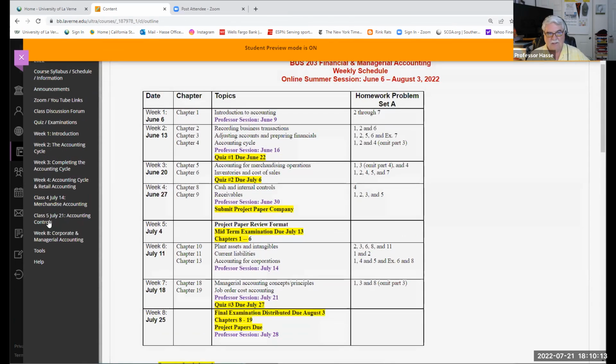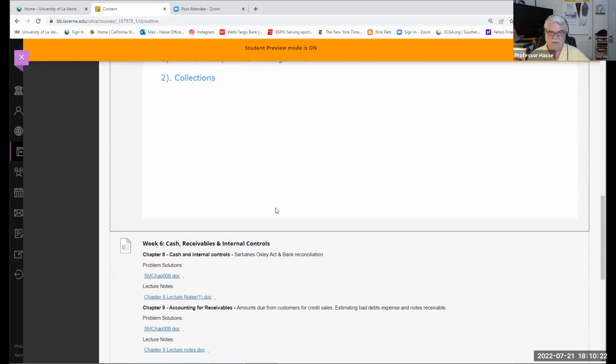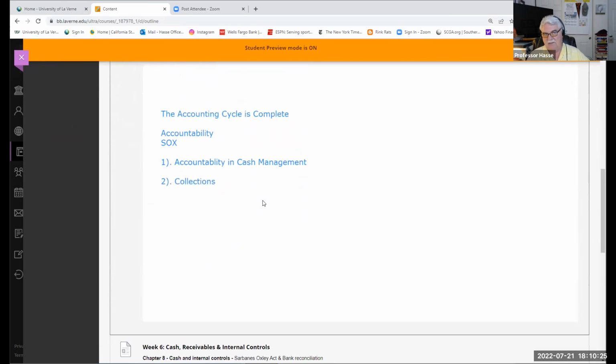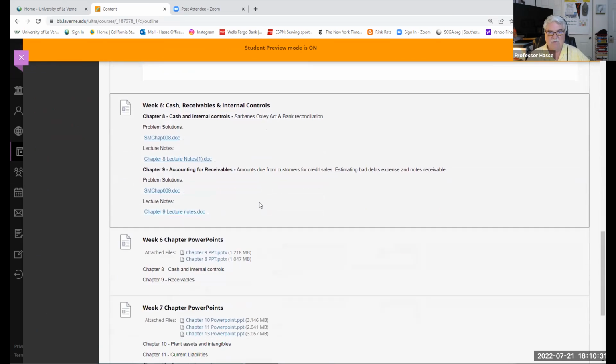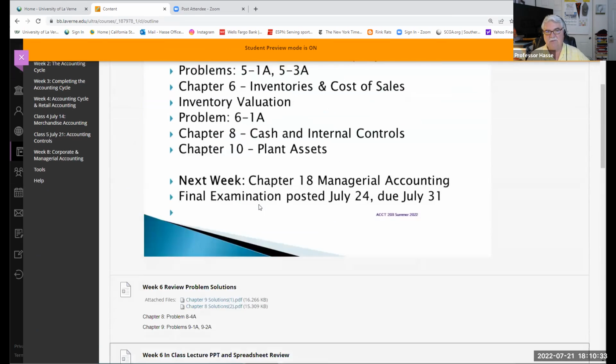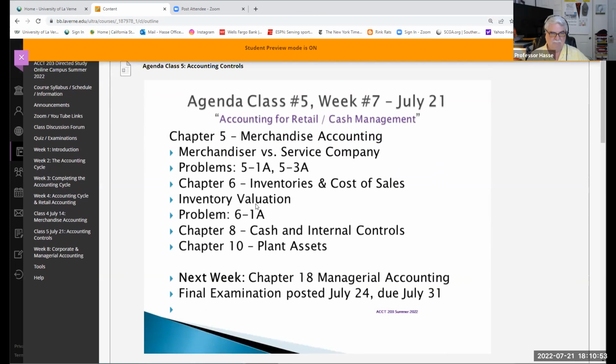So we are now in class 5. This is our subject for tonight, and there's our schedule. We've already finished the accounting cycle. Now we're going to talk about accountability in cash management and collections, which is basically merchandise accounting. Here are some review points, some PowerPoints, but I'm going to give you some examples tonight in our lecture, which should suffice for the things you need to know about this material. Again, we are now working on our studies for the final examination for next week. We have tonight's session, and then we have a review session or a final class lecture next Thursday, July 28th.